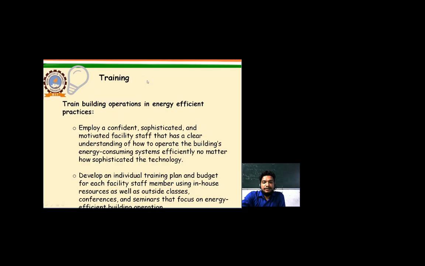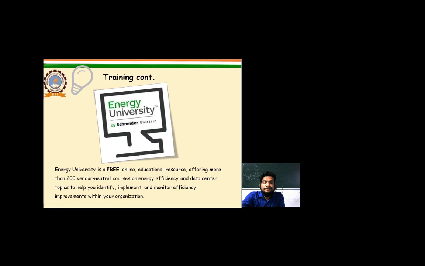Energy efficient training. The second point denotes the development of an individual training plan and budget for each facility staff member. Here, during the training, I think there should be some amount paid to the trainee, as well as resources provided, so that they can understand things.